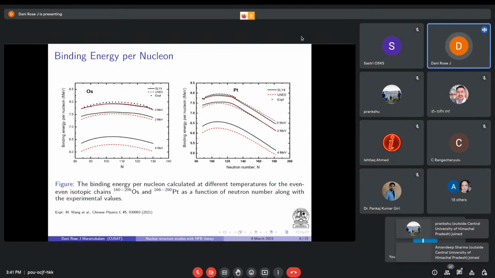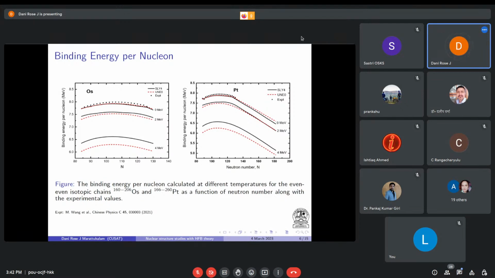Again, these calculations were done for two Skyrme parameterizations, SLy4 and UNEDF0. We can see that in the ground state these agree pretty well, but then as we move to higher temperatures, there is a discrepancy seen between the calculations done using the two parameterizations. Also, the recently published experimental data seems to agree pretty well with our computed values wherever available.